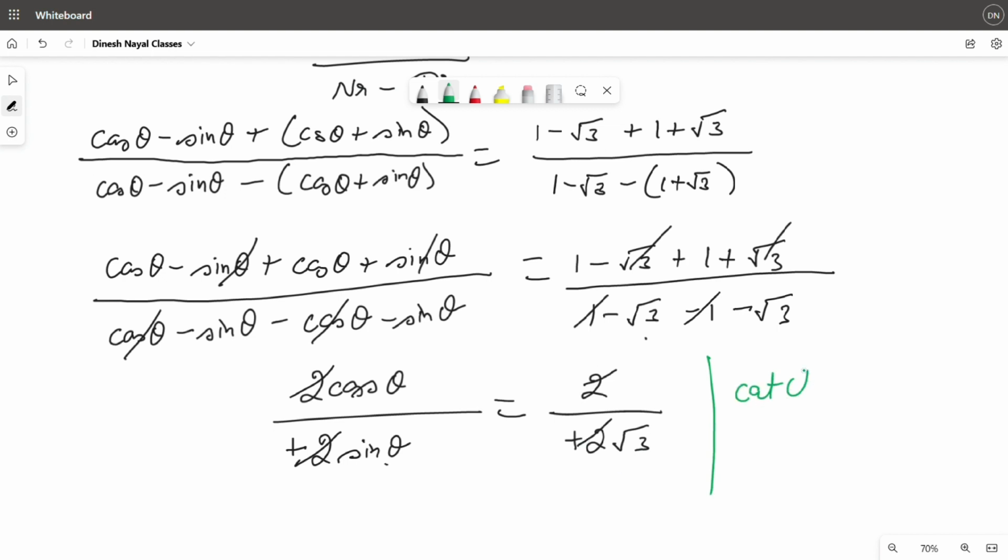Now when cot theta is 1 by root 3, what will theta be? We know that tan 60 degree is root 3, and we also know that cot theta is the inverse of tan theta. So 1 by root 3 means theta will be 60 degree. Cot 60 degree is 1 by root 3. So our answer is theta equals 60 degree. That's the answer.